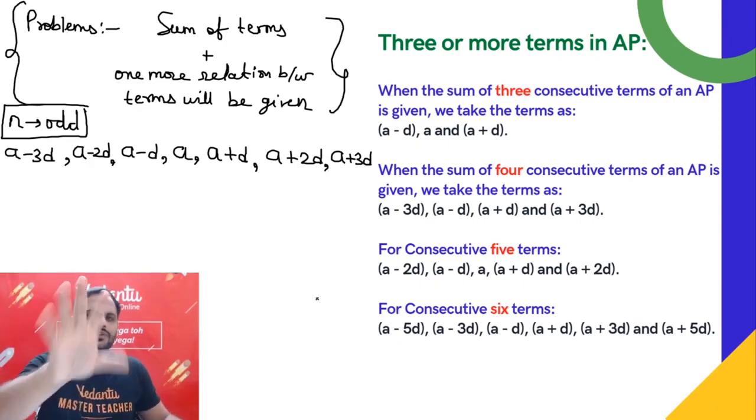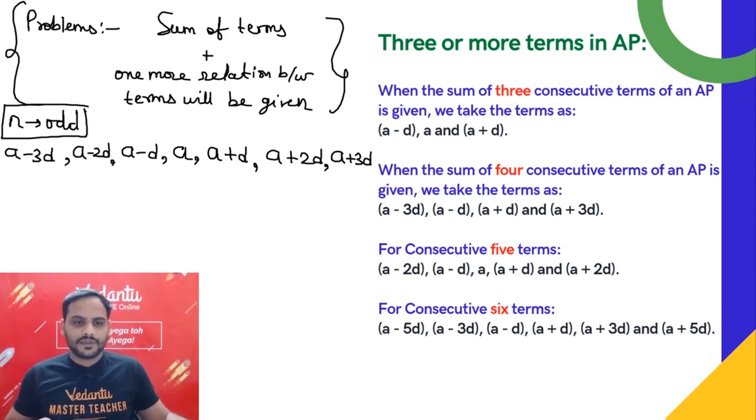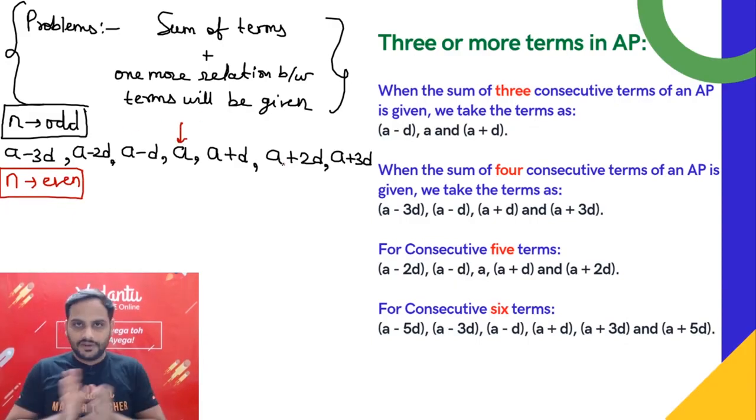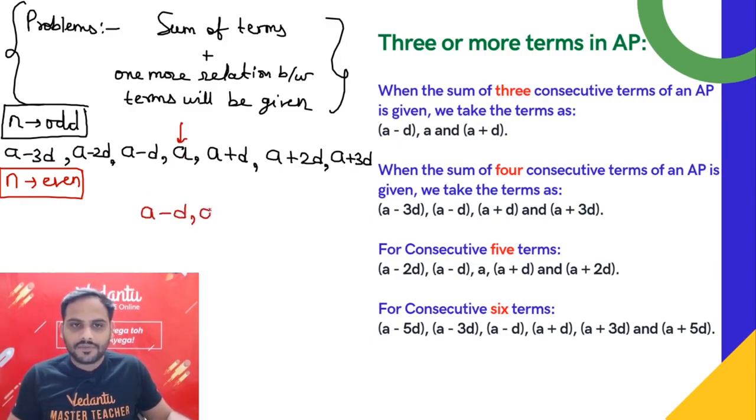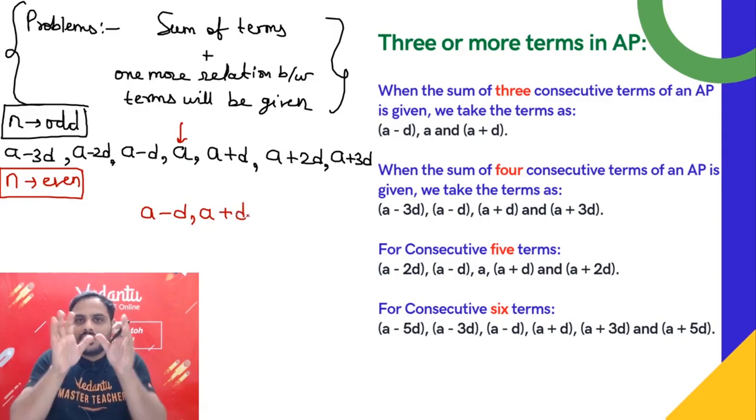I'll explain how these problems are going to look, don't worry. Now suppose the number of terms is even. When n is odd, you saw a was in the middle and we kept adding 2 on both sides. Now when we have even terms, the number of terms is not odd, so I will not write this a, but I will start with two terms: a minus d and a plus d will be the middle terms.